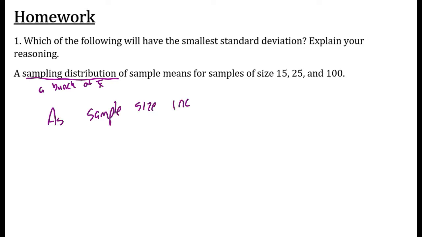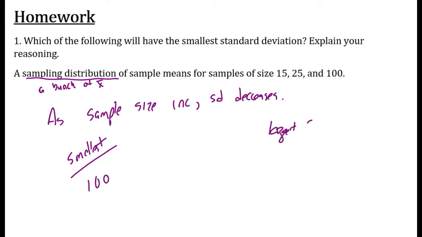our variability goes down. As sample size goes up, standard deviation decreases. So the smallest standard deviation is going to be n equals 100. The largest standard deviation is going to be a sampling distribution where n equals 15.